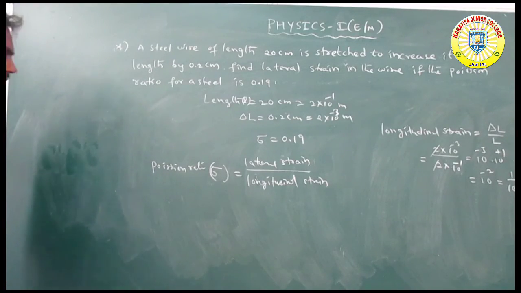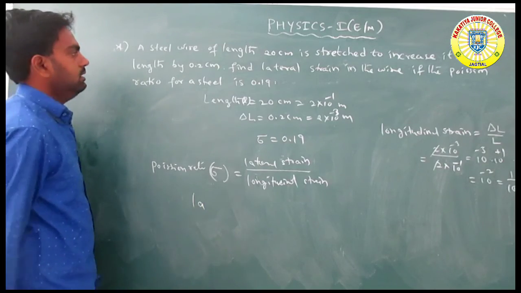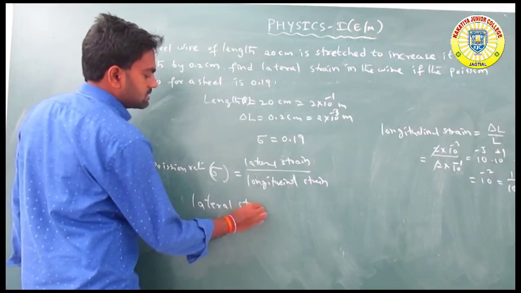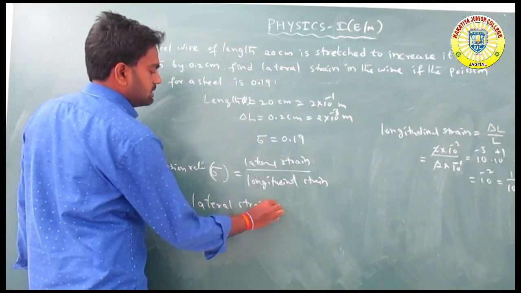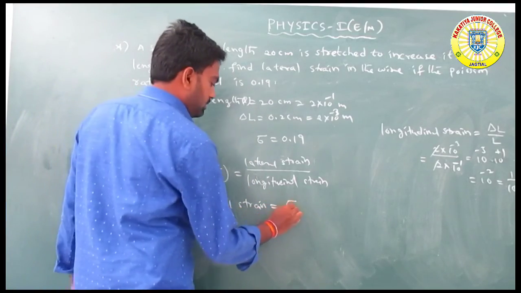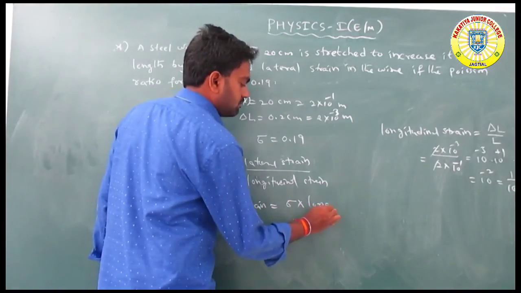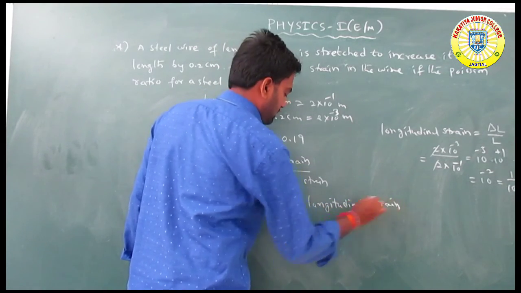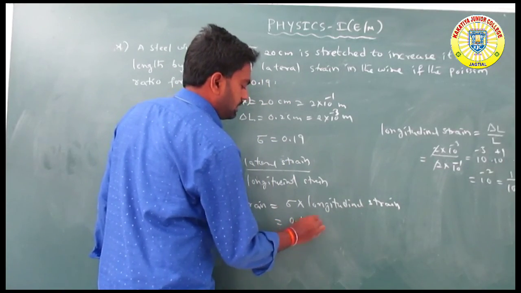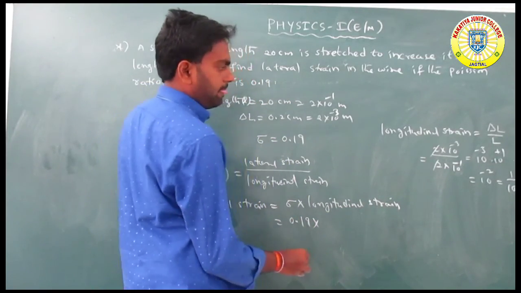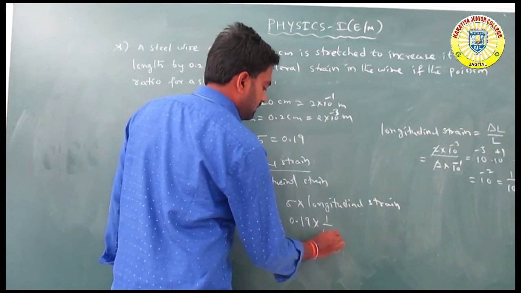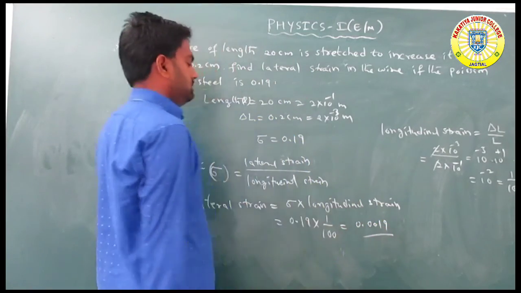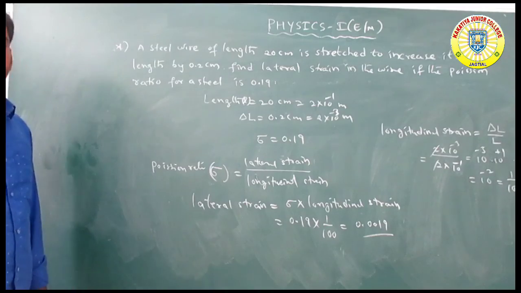And so the Poisson ratio, lateral strain is equal. Okay, so to find the lateral strain, lateral strain is equal to sigma into longitudinal strain. Okay, so sigma is equal to 0.19 into 1 by 100. Okay, got it. So that is equal to 0.0019. So this is called the lateral strain. There are no units. Okay, got it.